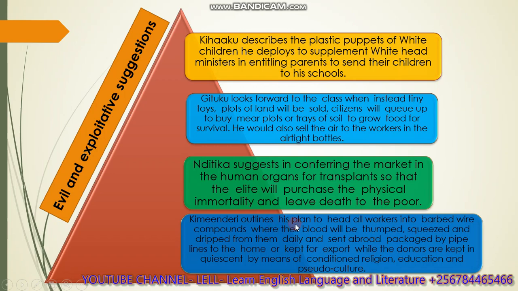barbed wire compounds where their blood will be squeezed and dripped from them daily and sent abroad for packaging through pipes, with no people involved, and then will be brought back and sold to people expensively. And then he also suggests that he would use education and culture and churches or religion to make these people conditioned that what they are doing unto them is the right thing.